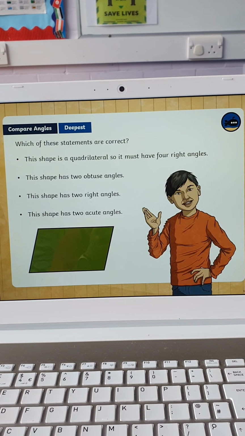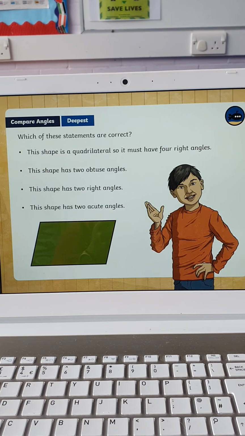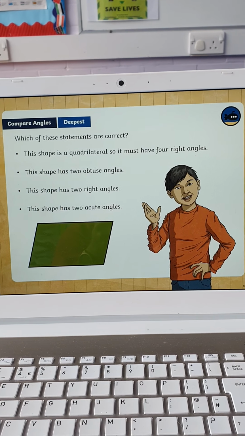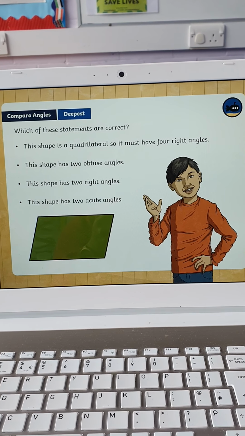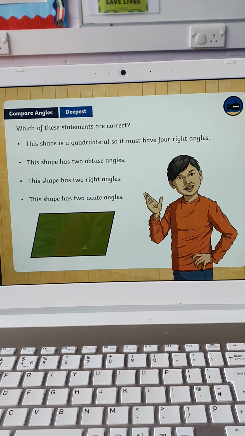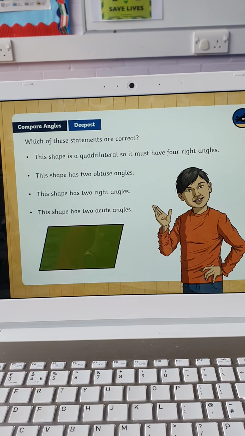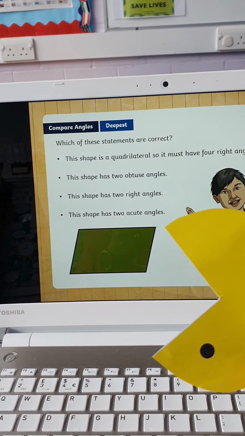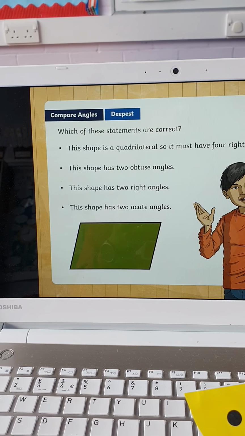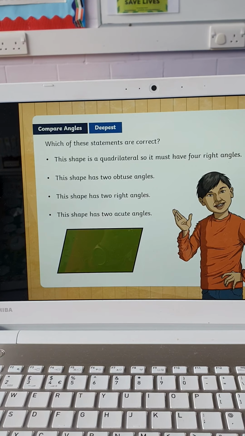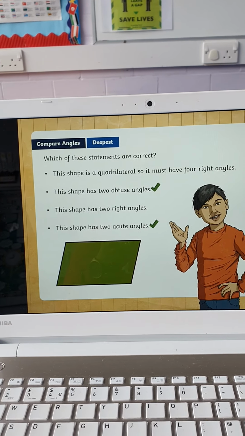So here are some statements about a shape. This shape is a quadrilateral, so it must have 4 right angles. This shape has 2 obtuse angles. This shape has 2 right angles. This shape has 2 acute angles. Some of those statements are true, and some of them are false. Using your right angle finder, you will soon find that none of the angles there are right angles. What you will find though is there are two obtuse angles and two acute angles.